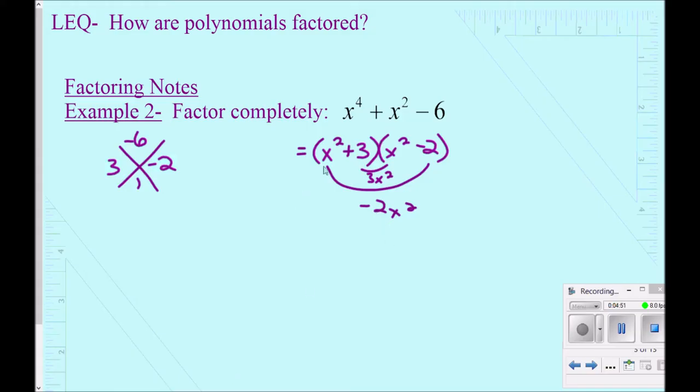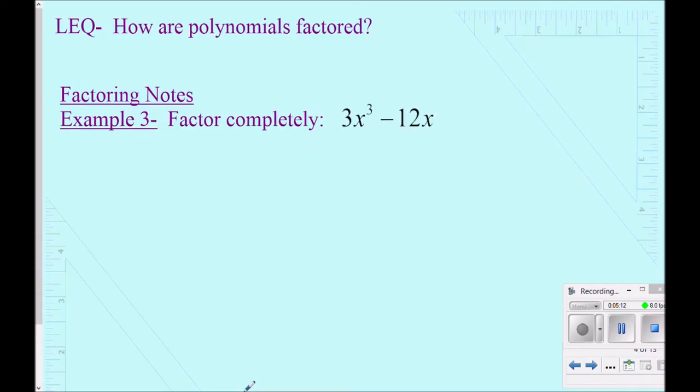Now I just have to check x squared plus 3. That's not factorable because it's a plus. X squared minus 2 is almost a difference of squares. However, 2 is not a perfect square, so it does not factor further. X squared plus 3 times x squared minus 2 is my final answer for the factors.